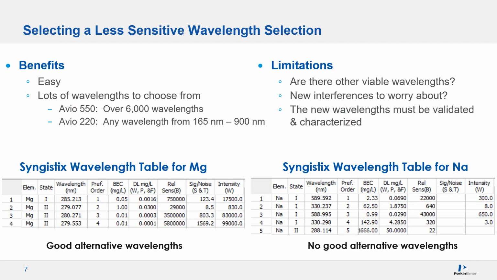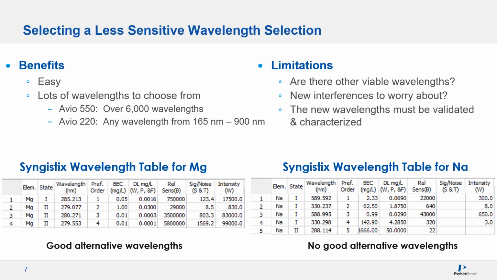One of the most common ways to reduce sensitivity is to select a less sensitive wavelength. The benefits of this are that it's easy, and there are lots of wavelengths to choose from. On the Avio 550, the detector has over 6,000 wavelengths available, and on the Avio 220, any wavelength from 165 to 900 nanometers is available. So it's very easy to find an alternate wavelength.